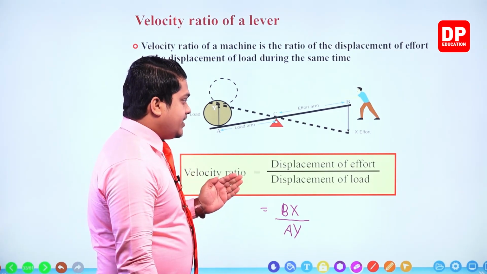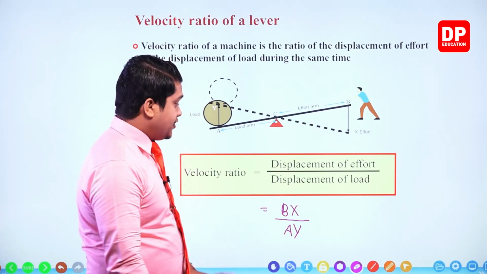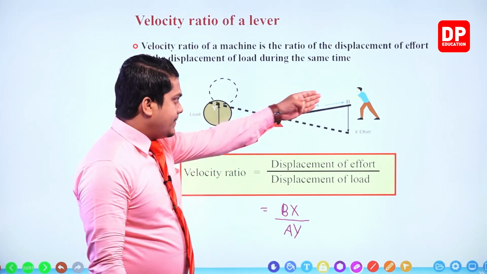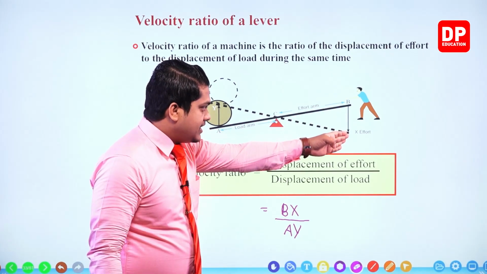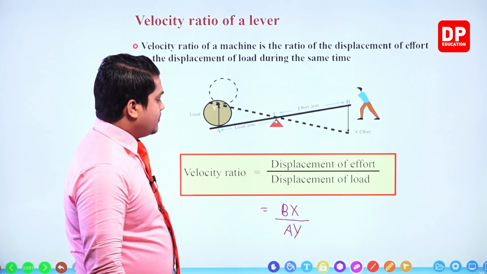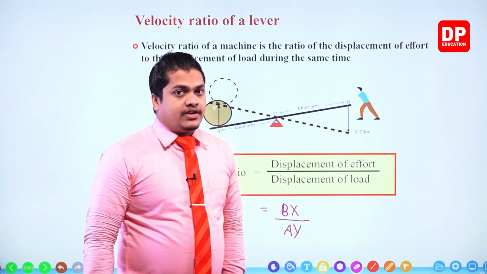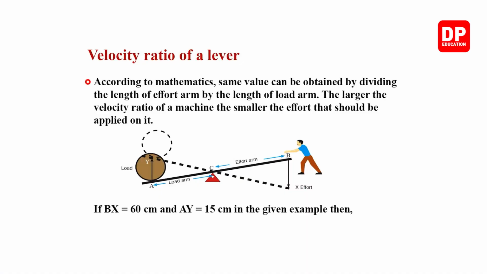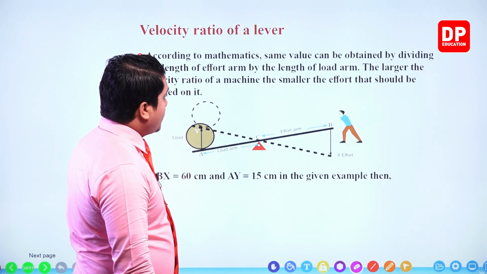So this is the velocity ratio. Always remember, the displacement traveled by the effort divided by the displacement traveled by the load is equal to the velocity ratio. In here, B has traveled to the point X, which is the effort, so Bx divided by A has traveled to point Y, which is the load, Bx over Ay. This is the velocity ratio. According to the mathematics, the same value can be obtained by dividing the length of the effort arm by the length of the load arm.